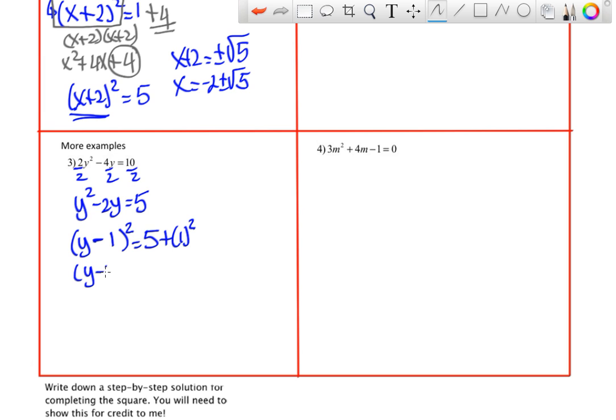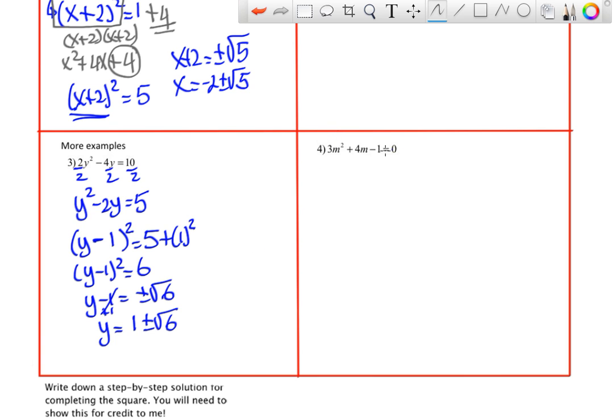So I get y minus 1 squared equals 5 plus 1 is 6. Take the square root on both sides, plus or minus the square root of 6. Move the 1 over, and so now you're doing plus 1 to balance this out, or cancel it. So that's 1 plus or minus the square root of 6. Okay? Last one. And this will sort of show you when it doesn't work real well.